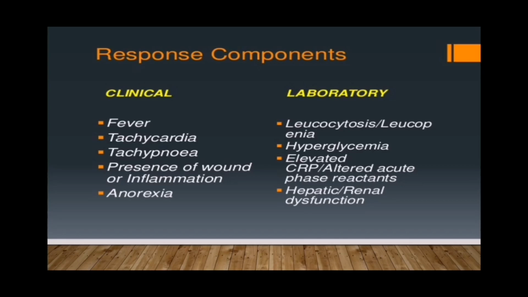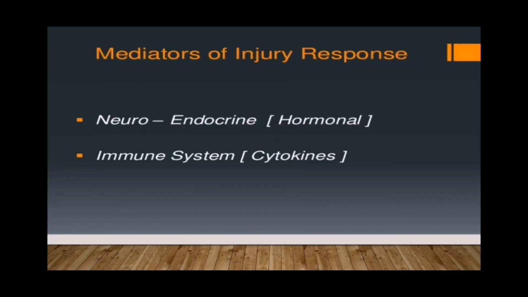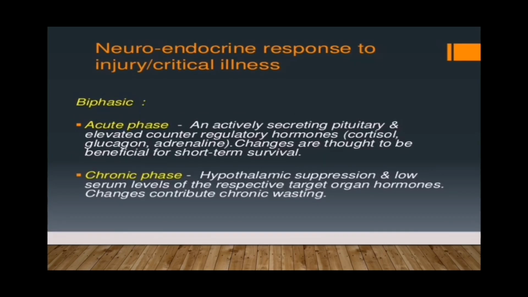In the laboratory, we have leukocytosis, an increase in the WBCs, leukopenia, a decrease in WBCs, hyperglycemia, increased level of glucose in the blood, elevated CRP, and altered acute phase reaction. CRP means C-reactive protein. Hepatic or renal dysfunctions may occur. Mediators of the injury response: we have neuroendocrine, hormonal, and the immune system cytokines.